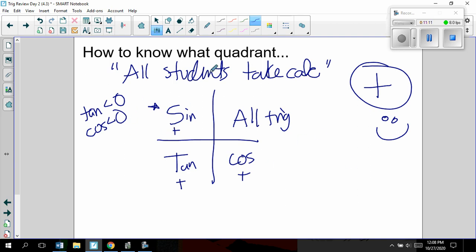So again, All Students Take Calc helps you remember where things are positive. All three are positive in the first quadrant. Sine is the only one positive here, tangent here, and cosine here. And the reason, just to show you for sine, this would be a negative number, a positive number, and a positive. Sine is opposite over hypotenuse, so that one is positive. All the other ones contain the adjacent side. By other ones, I mean tangent and cosine. So those would be negative.